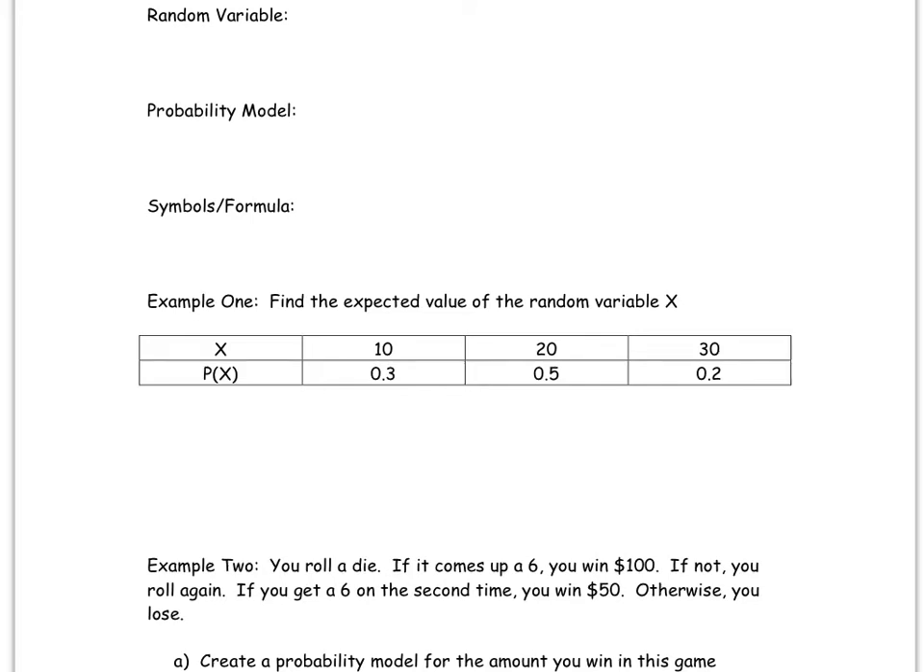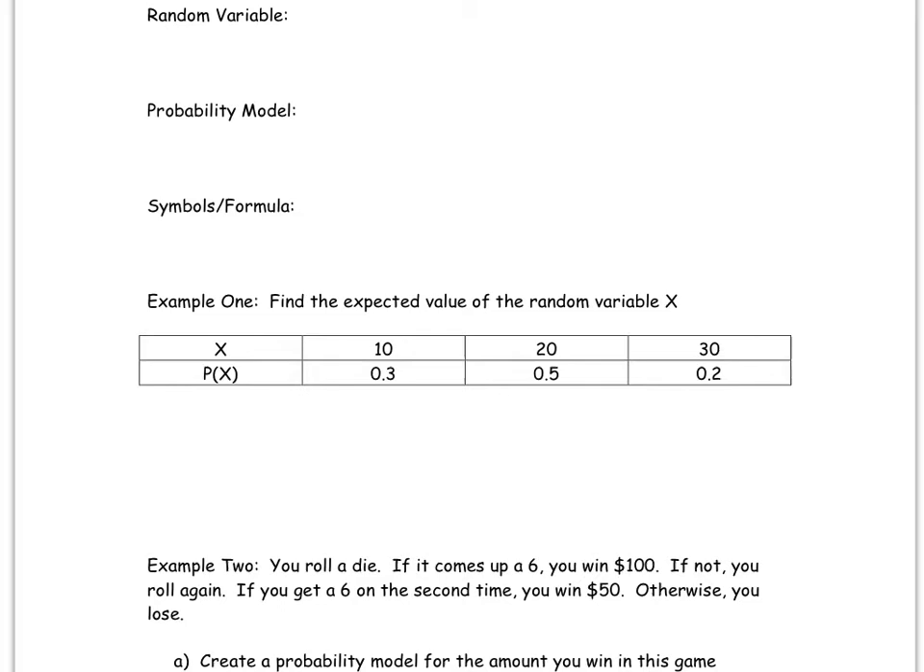Okay, so we're going to talk about random variables and expected value, which is just a fancy word for the mean or the average of a random variable, and variance and standard deviation, which we've kind of talked about at the beginning of the year, but we'll revisit them in terms of random variables.